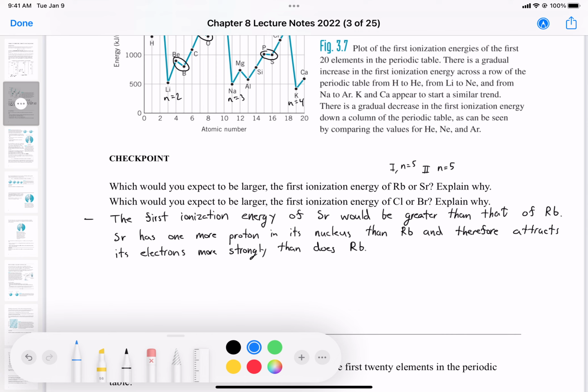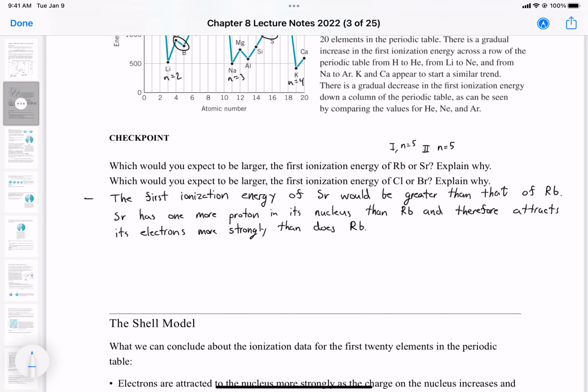Which would you expect to be larger, the first ionization energy of chlorine or bromine? So let's explain. Chlorine is in group 7 as well as bromine, but chlorine is in the 3rd principal energy level, and bromine's in the 4th principal energy level, directly below chlorine in the periodic table. So now we're considering elements that are in 2 different energy levels.